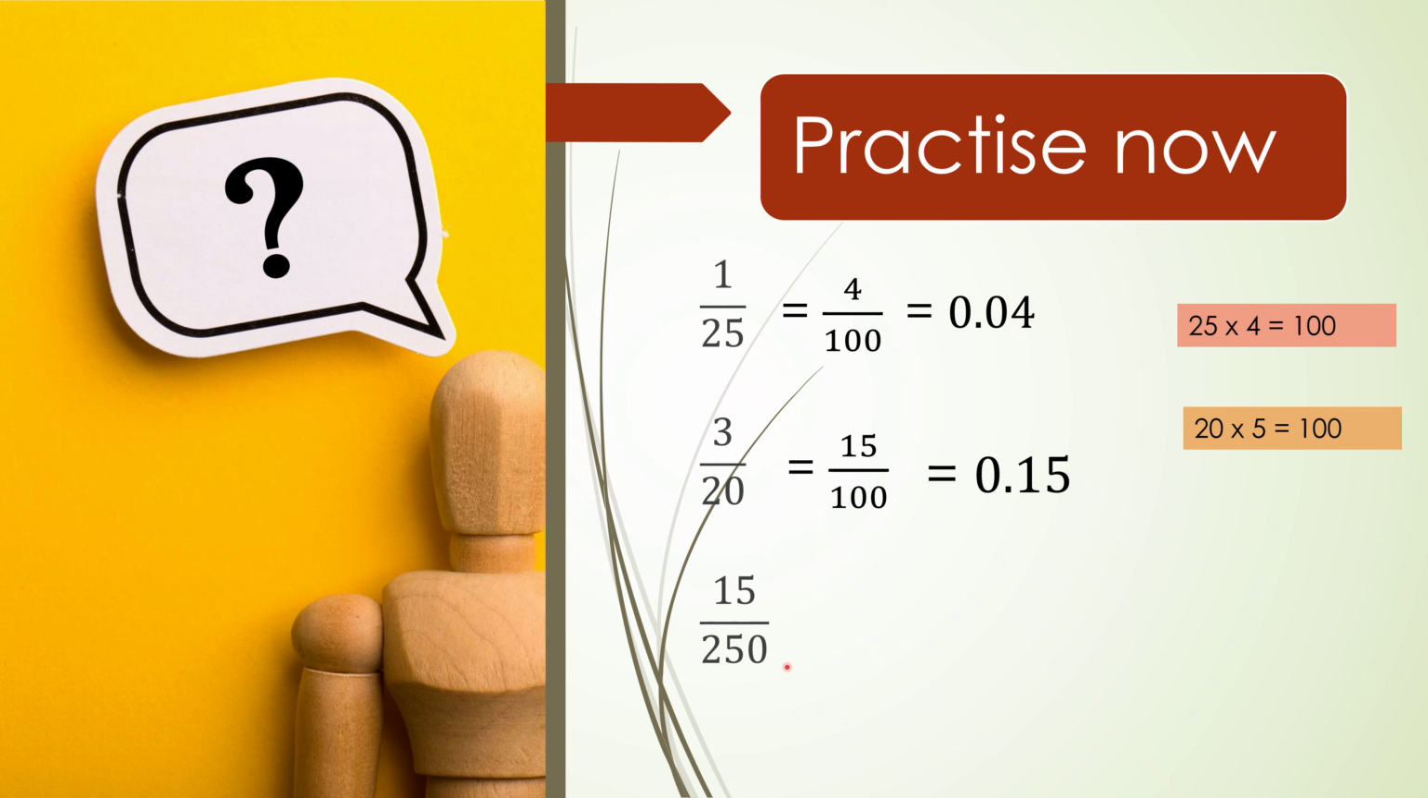And the last fraction is 15 by 250. If we multiply 250 by 4, we get 1000. When we multiply the numerator and denominator both by 4, we get 60 by 1000. Now we have three digits in the denominator and two digits in the numerator. Again, we will put one zero by ourselves to make the decimal places according to the zeros. Now we have three decimal places and we will put the decimal before three digits and our answer will be 0.060.